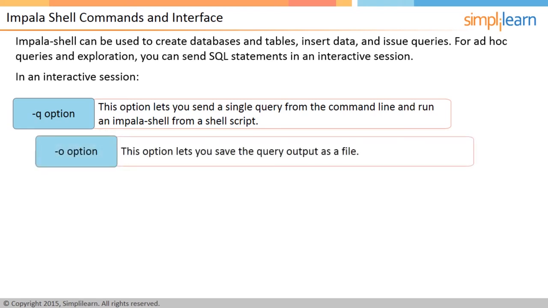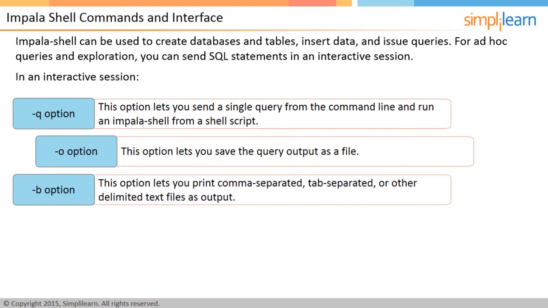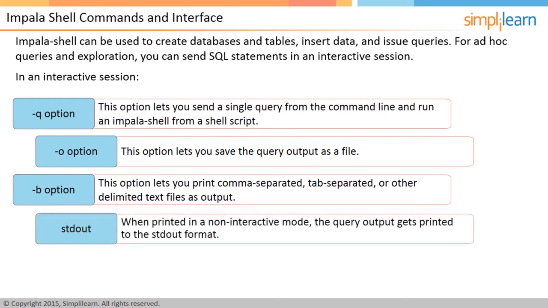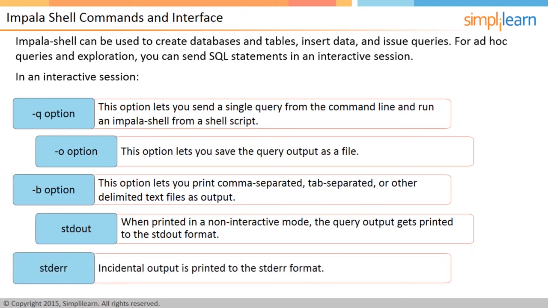Using the -o option, you can save the query output as a file. Using the -B option, you can print a text file as an output with comma separated, tab separated, or other delimited values. When printed in a non-interactive mode, the query output gets printed to the standard output or to any file that the -o option specifies. Incidental output, on the other hand, is printed to standard error. This allows you to process only the query output as part of the Unix pipeline. In an interactive mode, the readline command is used by Impala shell to recall or edit any previous commands.